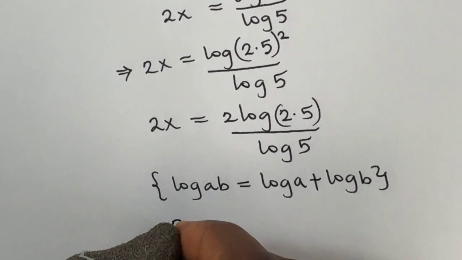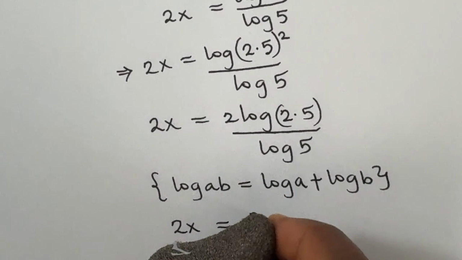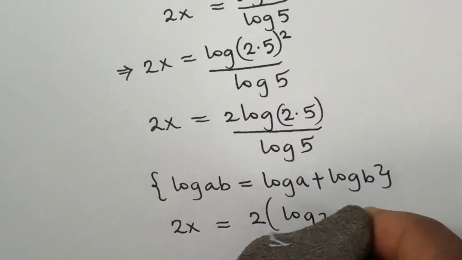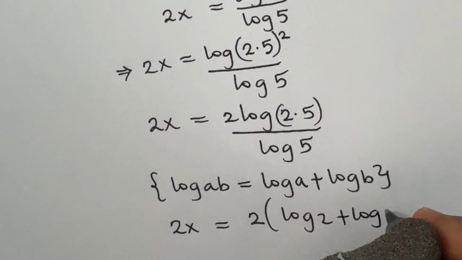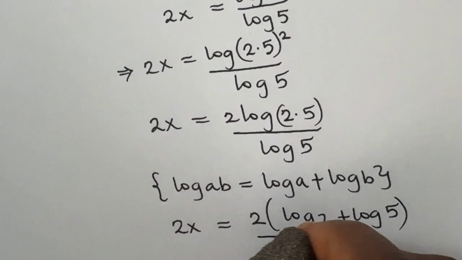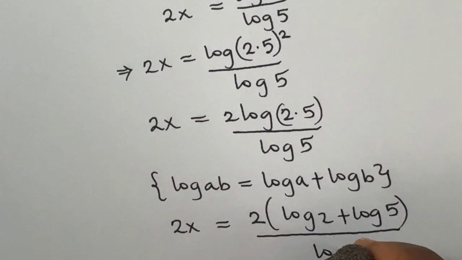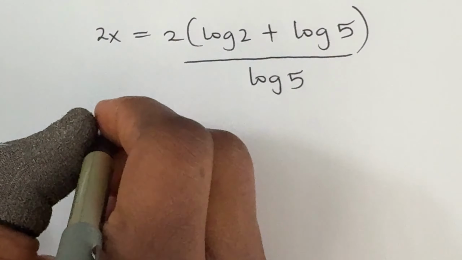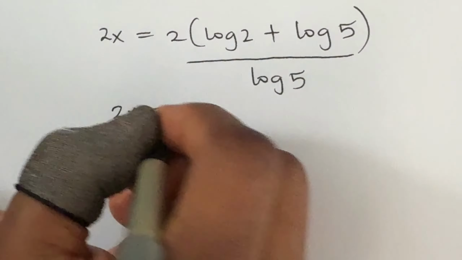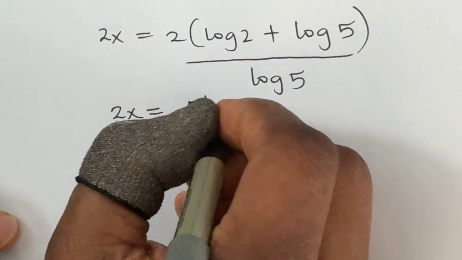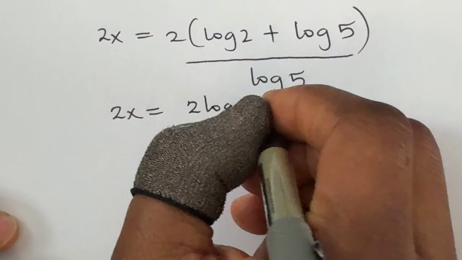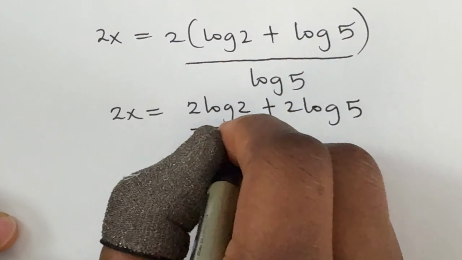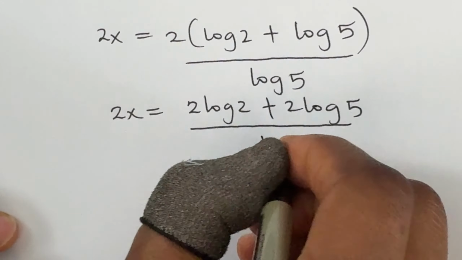Therefore, 2x is equal to 2 into log 2 plus log 5, then divided by log 5. Let us open this bracket. This will give us 2x is equal to 2 log 2 plus 2 log 5, then everything divided by log 5.